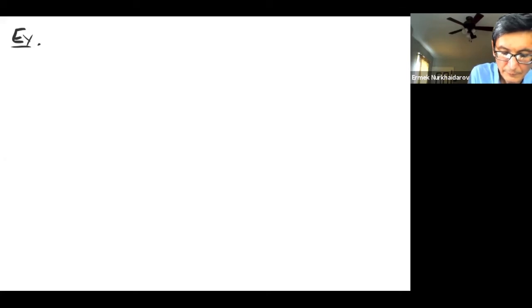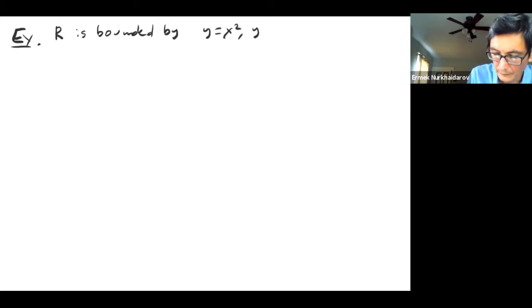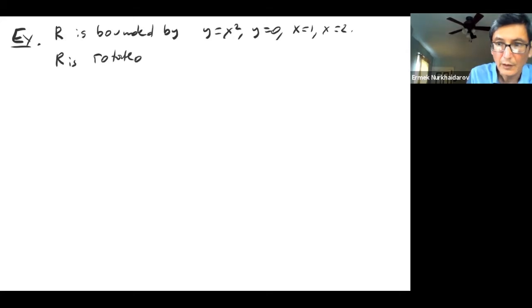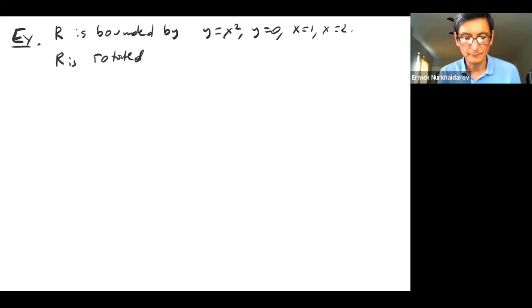So we have region R bounded by y equals x squared, y equals 0, x equals 1, x equals 2. R is rotated around the y-axis. Find the volume of the solid.